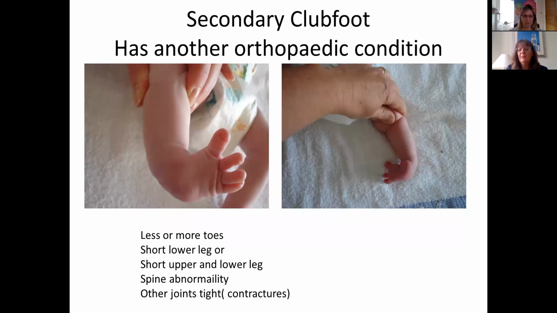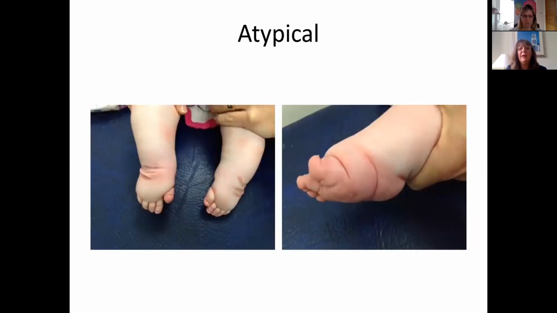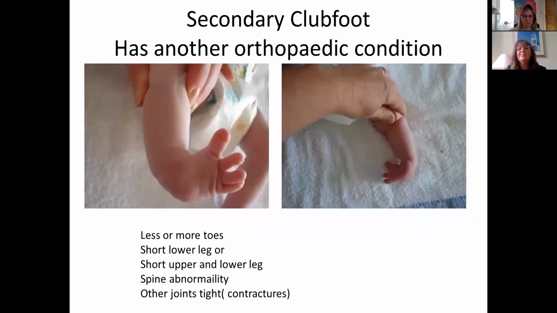Okay, so we've covered the idiopathic club feet. There are also club feet that are associated with other orthopaedic conditions. So you can see in this little foot, the telltale is that this little baby only has 4 toes on this foot. And this will give an indication that there's an underlying problem.